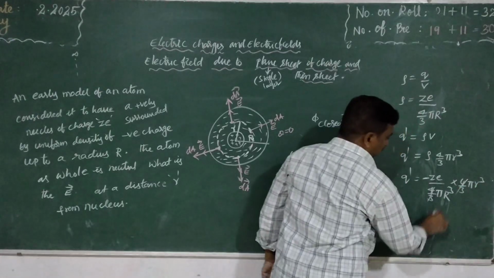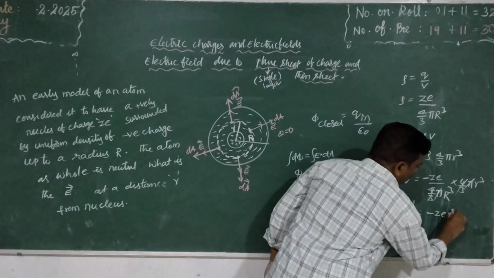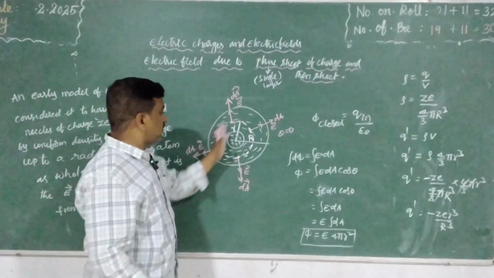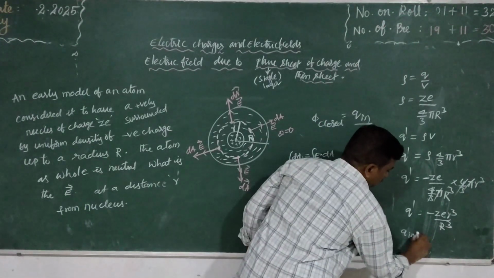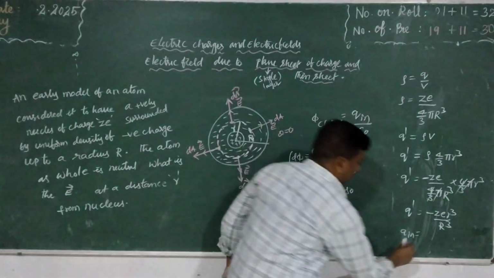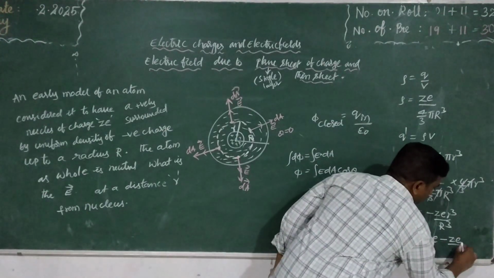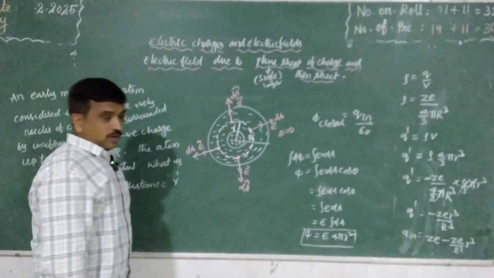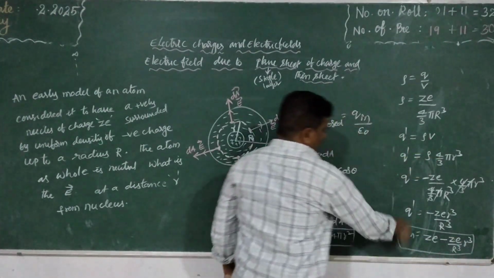See, 4 by 3, 4 by 3 cancel, pi pi cancel. What is the Q dash now? Minus Ze r cubed by capital R cubed. This is the charge inside the Gaussian surface. Total charge now, what can we write here? Q inside is plus Ze, the nucleus, minus Ze by capital R cubed into small r cubed. Ze r cubed by R cubed. This is the charge inside the Gaussian surface.